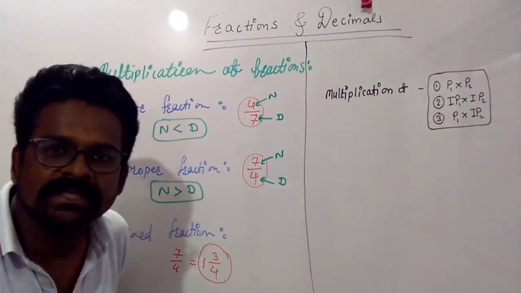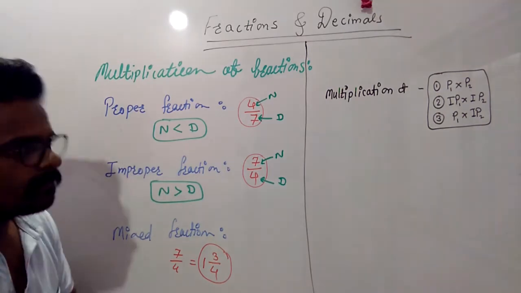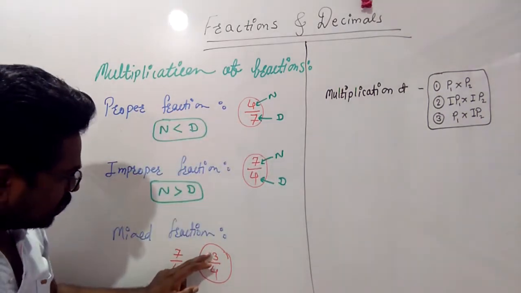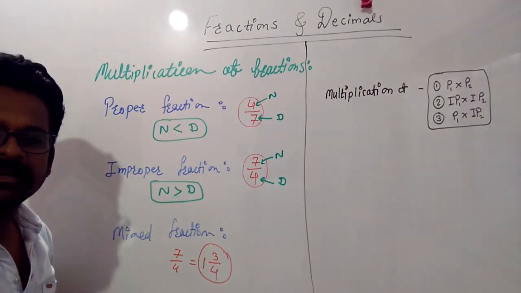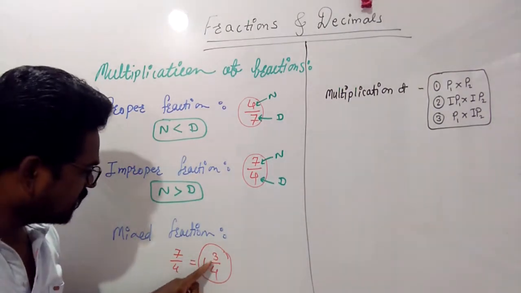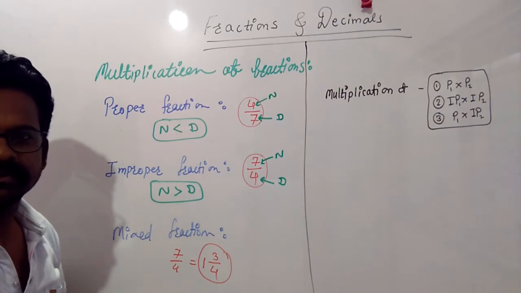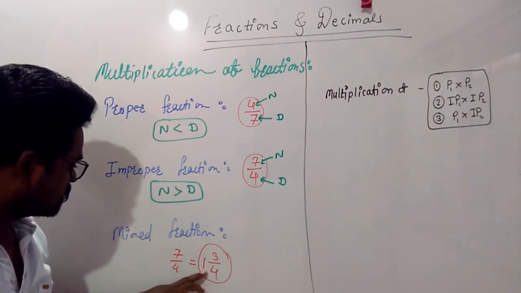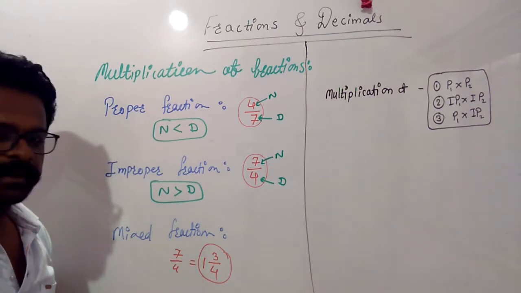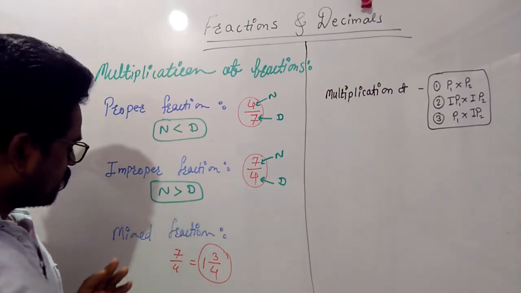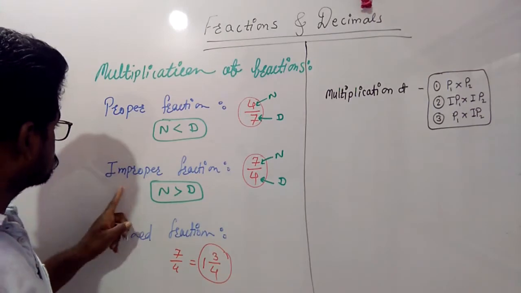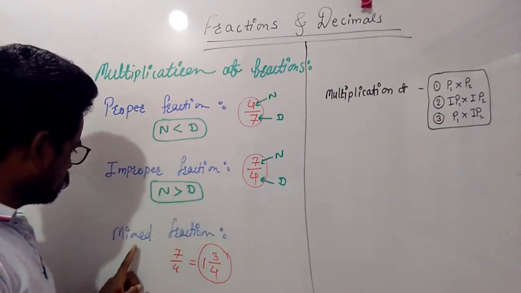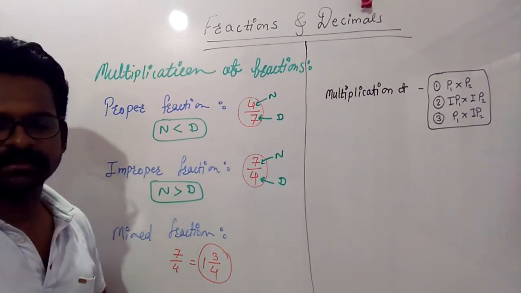To which fraction do we say proper fraction? When the numerator is less than the denominator, at that time we can say it is a proper fraction. So 1 whole and 3 by 4 is the example of mixed fraction. So are you clear with these three concepts? What is proper fraction, what is improper fraction, what are mixed fractions?